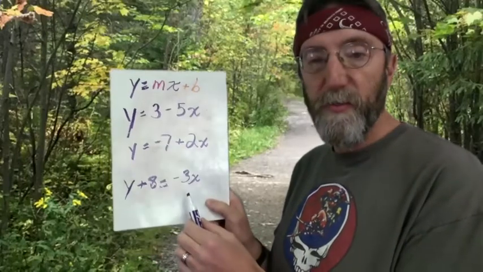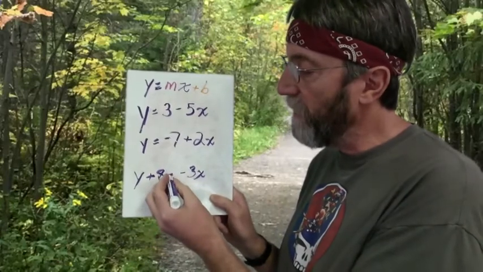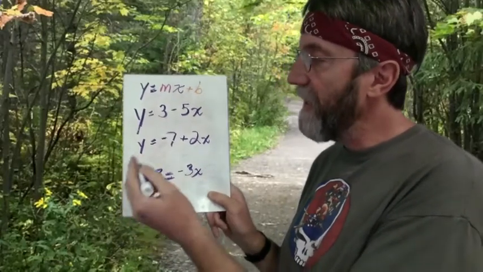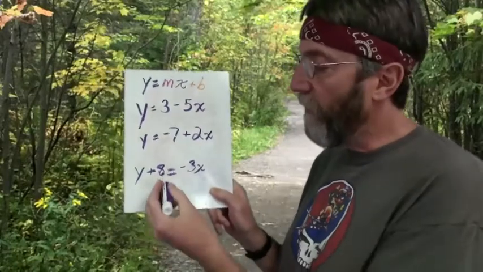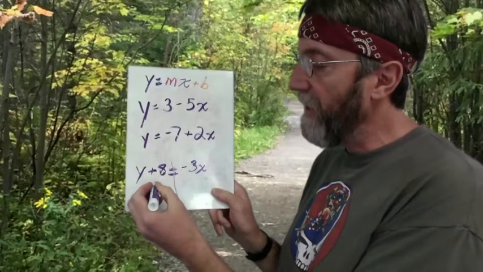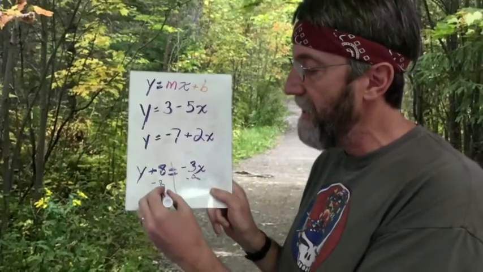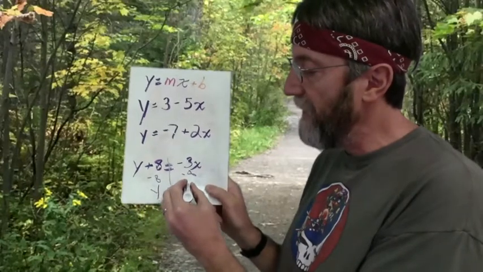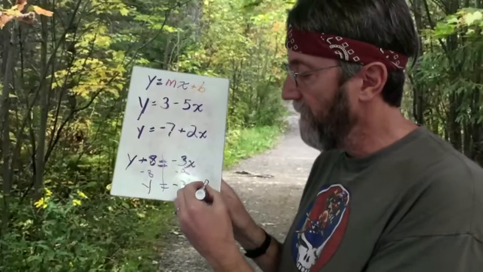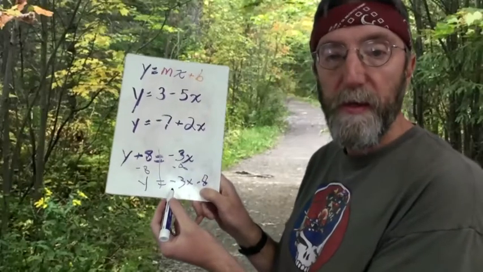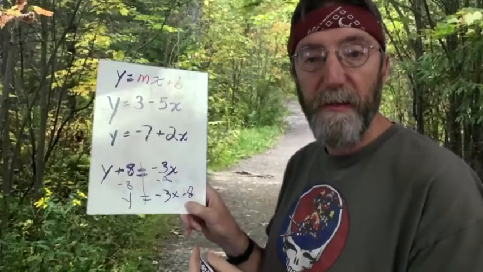Now this one gets real tricky. You'll notice this one says y plus 8 equals -3x. Now this one's not in that form, but we can get it in that form by getting the y by itself. We can subtract 8 from this side, subtract 8 from this side, and that leaves us with y equals -3x minus 8. Our slope is -3. Our y-intercept is -8.